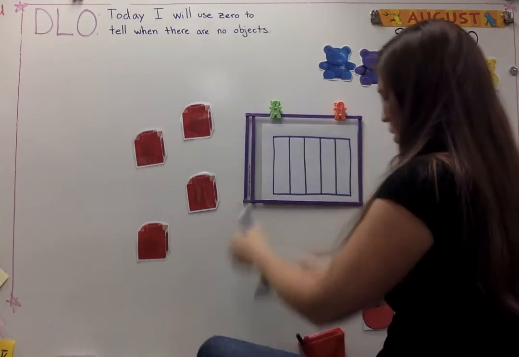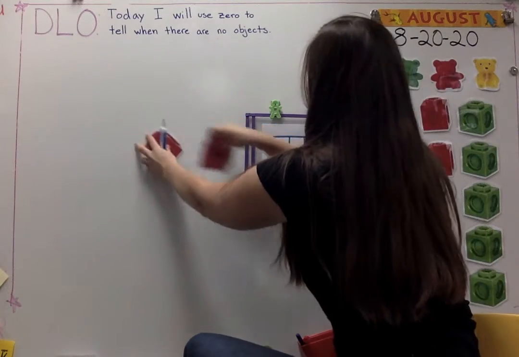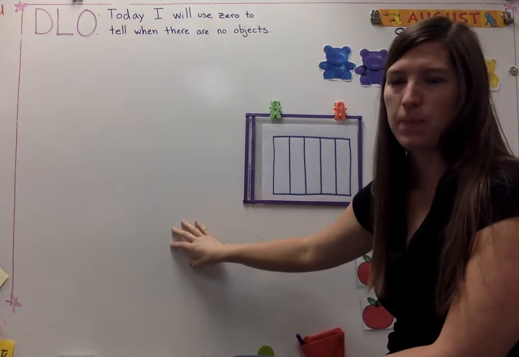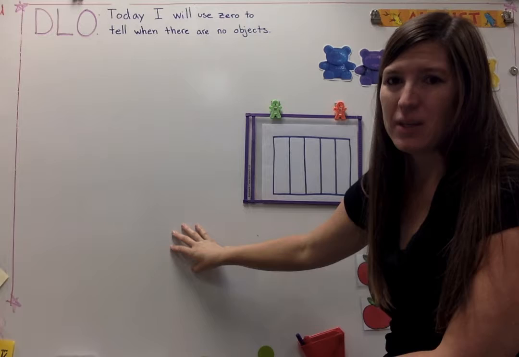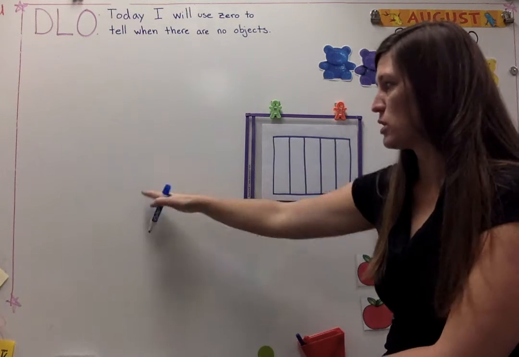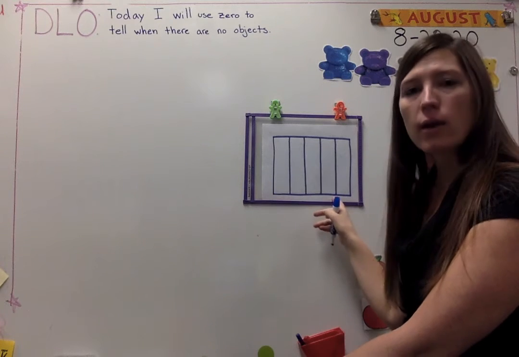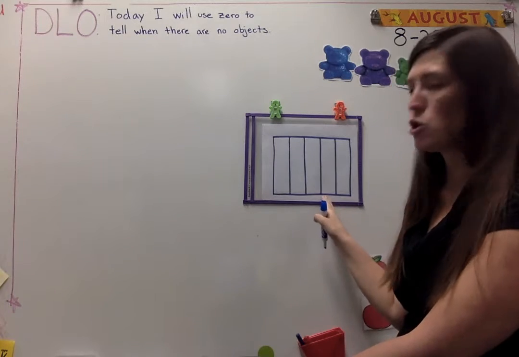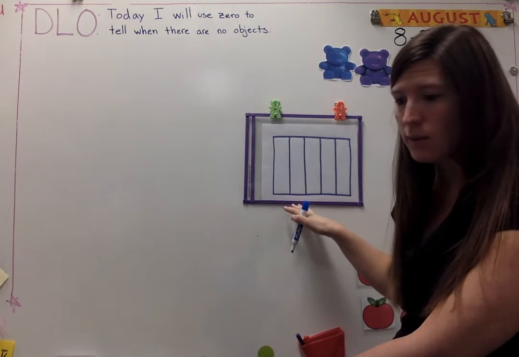We'll do a couple more examples. How many do we have now? Nothing. What number is nothing? 0. So if there's nothing here, 0 objects, do I color any bars? No. I want the bars to show how many we have here. And if there's nothing, we don't draw anything.